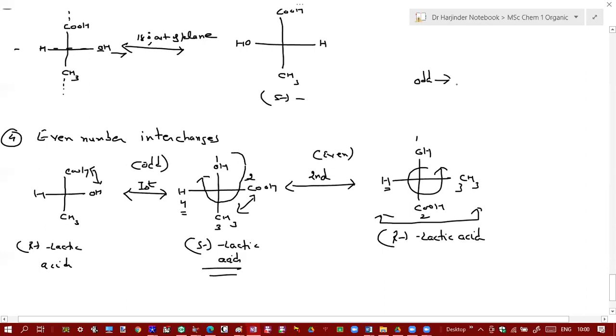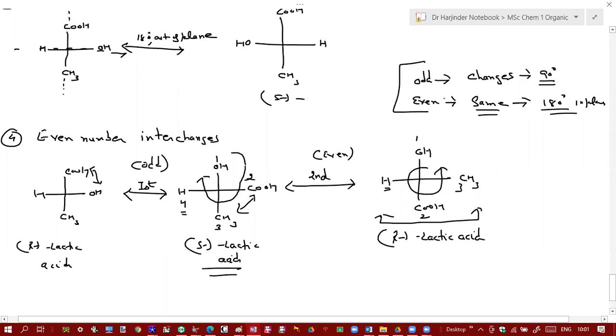Opposite. Sir, opposite. The configuration at the chiral carbon changes. And if you do an even number of interchanges, then the configuration over the chiral carbon remains the same or becomes opposite? Same. It remains the same. So an odd number of interchanges is equivalent to rotation at 90 degrees in plane, and an even number is equivalent to rotation at 180 degrees in plane. So these are the important points about Fisher projection.